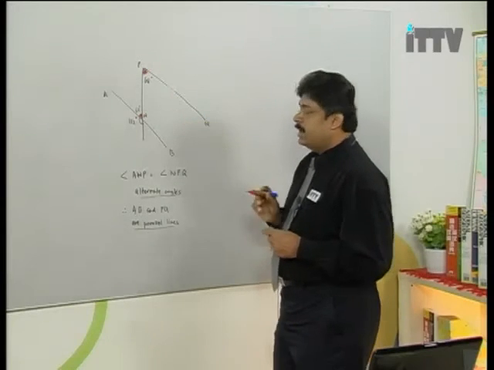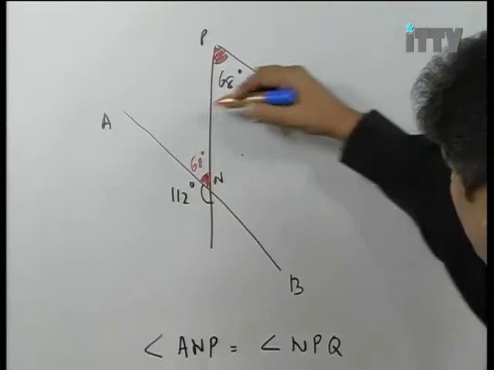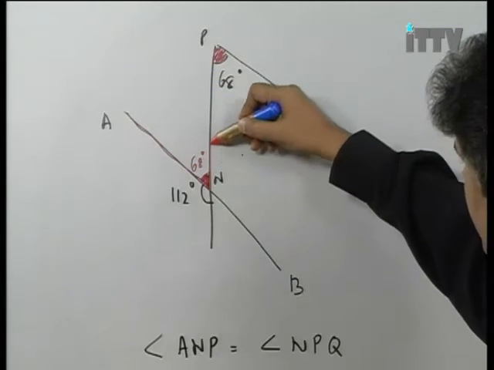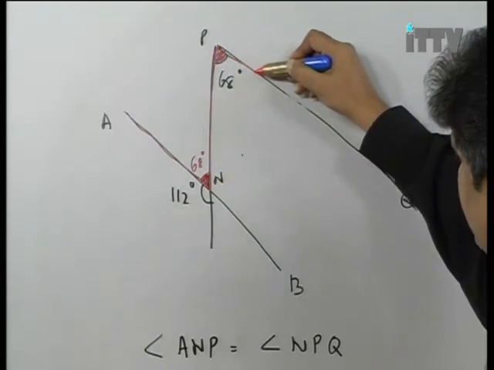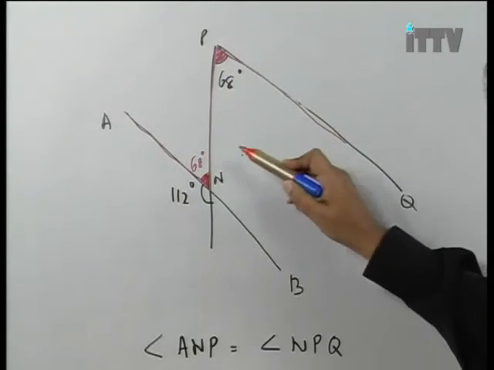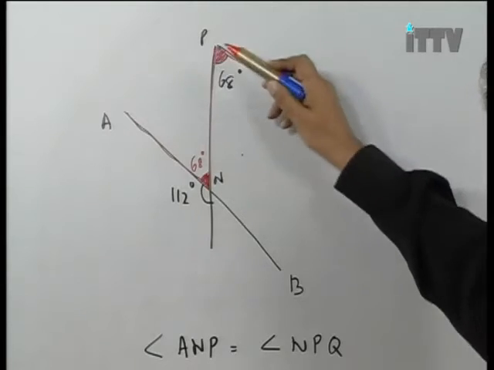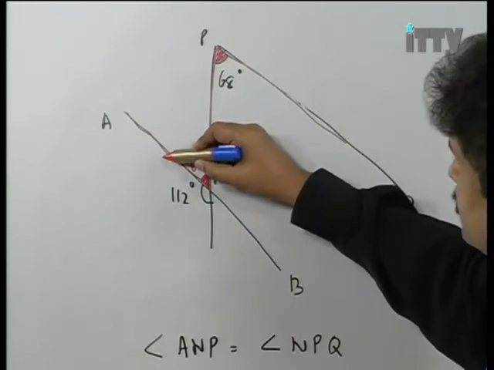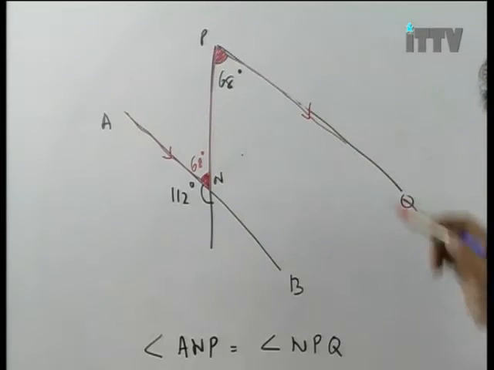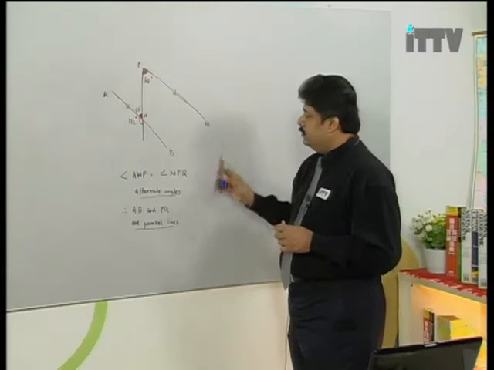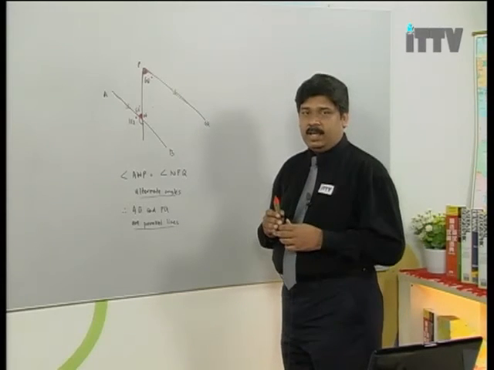Now, what we can do here is draw a line like this, and we call these the alternate angles. So therefore, angle ANP and NPQ are alternate angles, and therefore line AB and PQ are parallel lines.